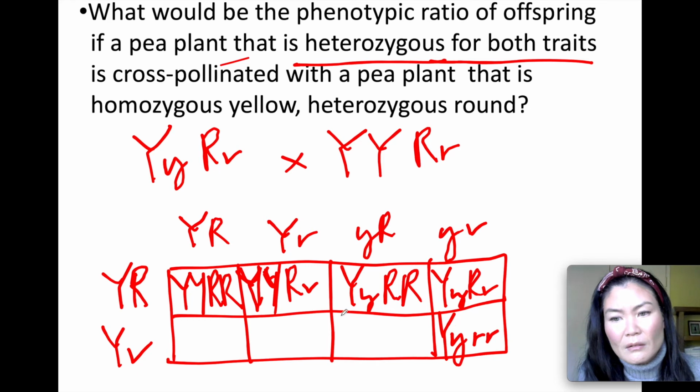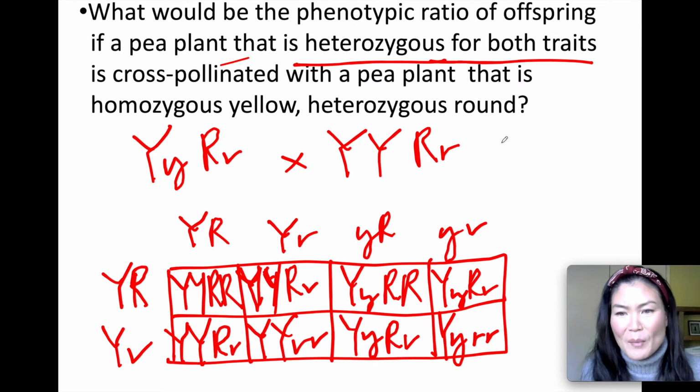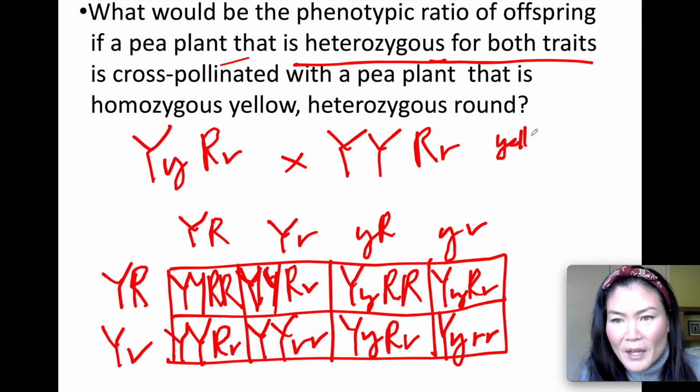Now it's so quiet. That's the thing with these Punnett squares. They can take a while to fill out. Okay. All right. So let's figure out how many are going to be yellow and round.